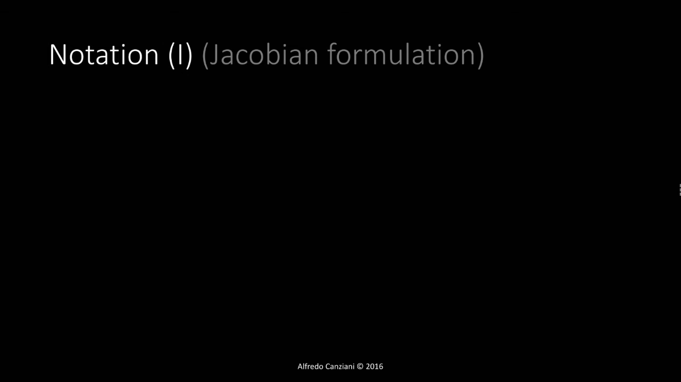So far, we have used the Jacobian formulation. This means when we have a partial derivative dy on the vector x, this is going to be a one-row matrix.